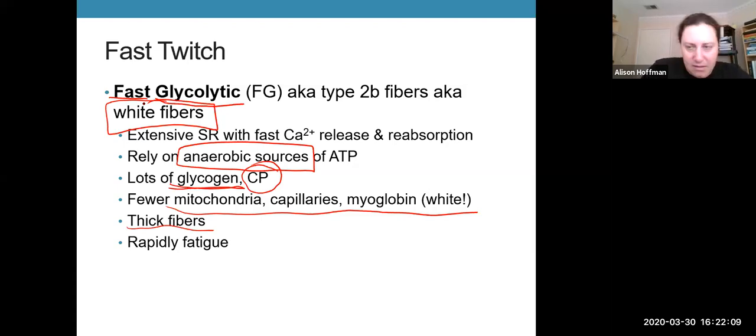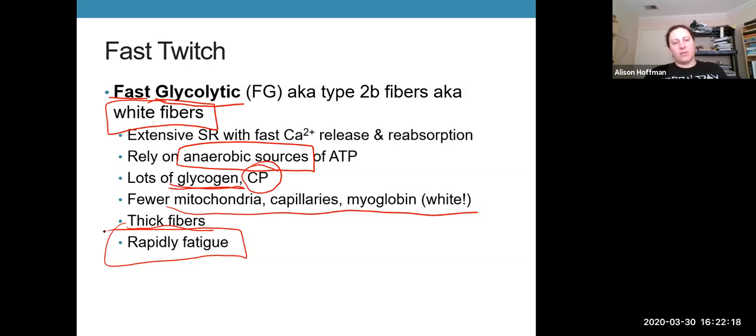Now the downside to anaerobic sources is, of course, it's inefficient. You use it up pretty fast. And so they don't last very long. So it's a rapidly fatiguing type of muscle fiber. So when you want things to go really fast, you're going to go with these guys. They also have the most extensive sarcoplasmic reticulum. They're fast at releasing their calcium, so this helps them be faster twitch. But it's not going to last that long because there's a downside to rapid generation of ATP. It's that you run out really fast. So these guys are the opposite of slow oxidative.